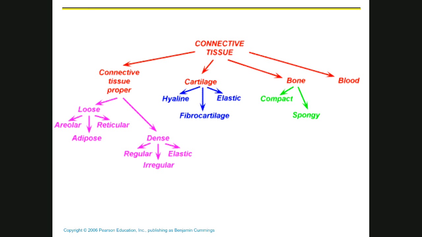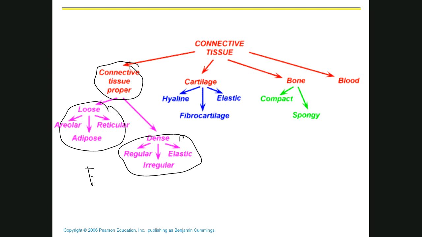Okay, so those are our 6 connective tissues proper. We had 3 loose and 3 dense. Again, fibroblasts are going to build these tissues because fibroblasts build fibers.